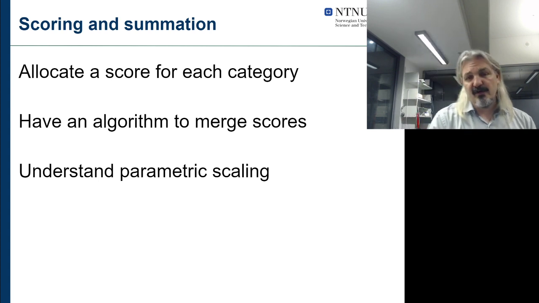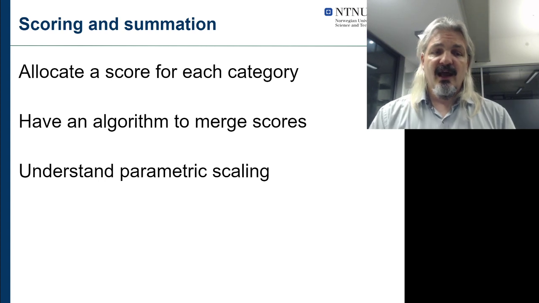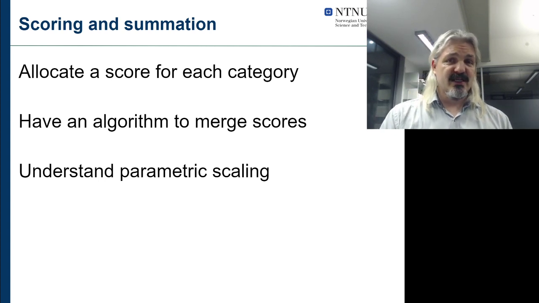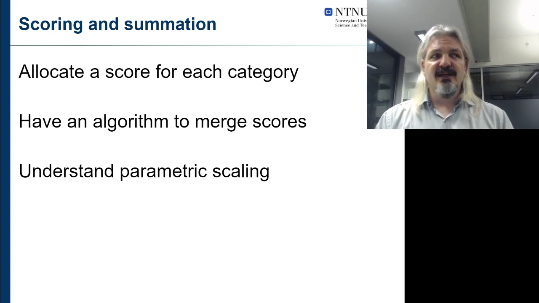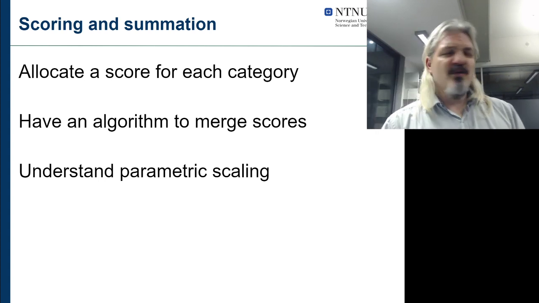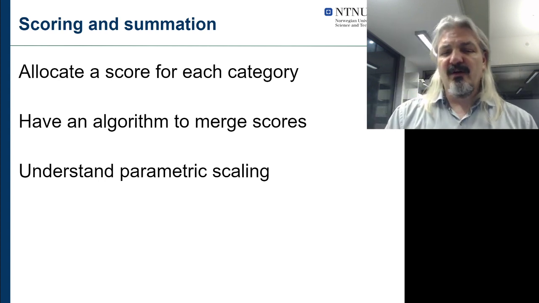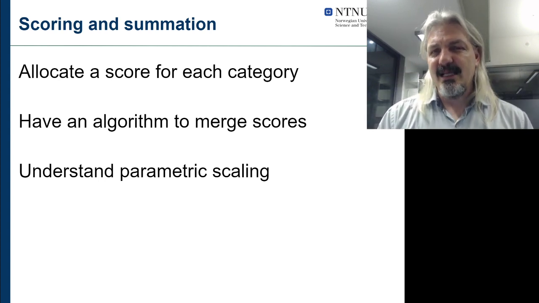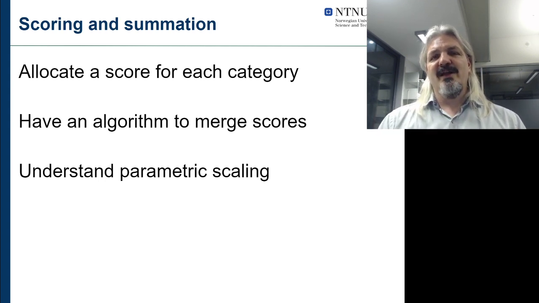And here there are various ways of doing that merging. So you can allocate scores to each category. You can have an algorithm that merges scores together, so you give a weighting to each area. And you may not have seen this, you might have seen it in maths, but there's this idea of parametric scaling. So it's the idea that when you scale things, the relationships change.